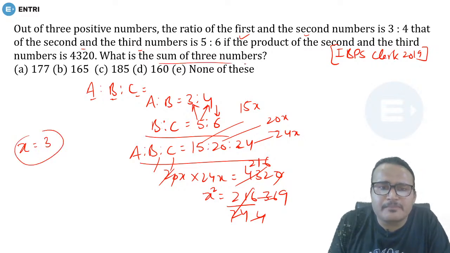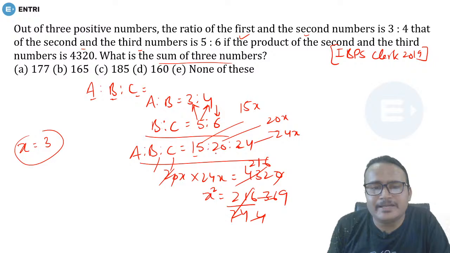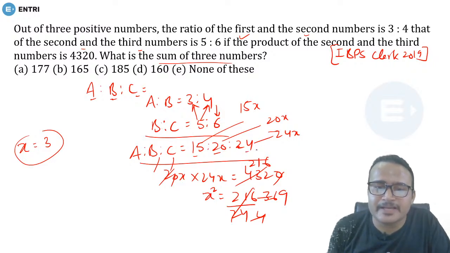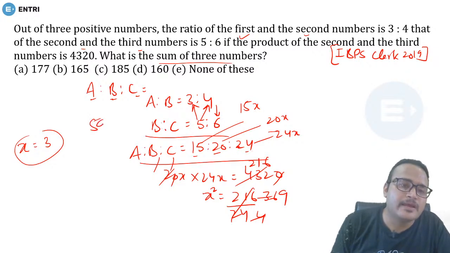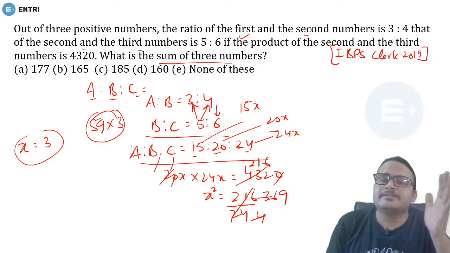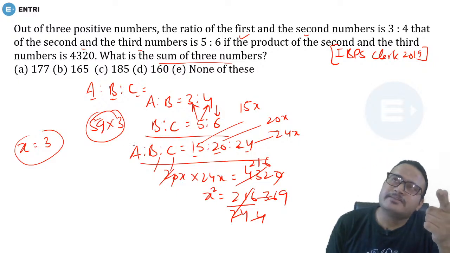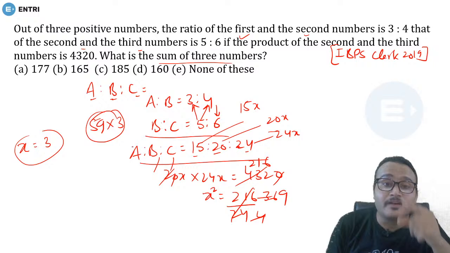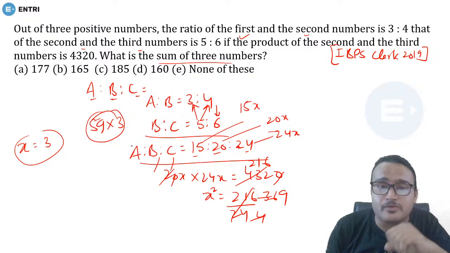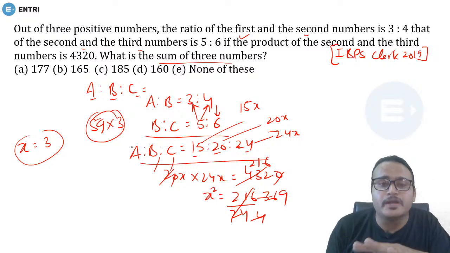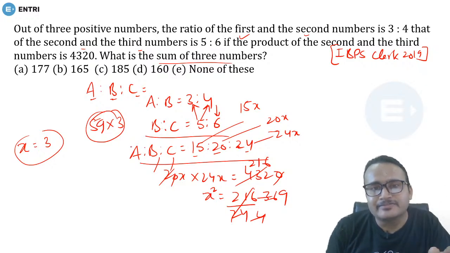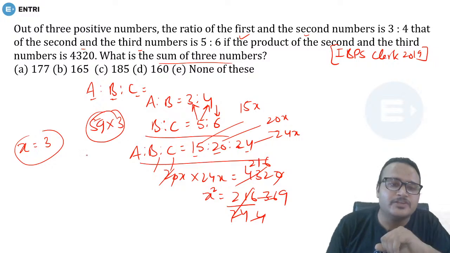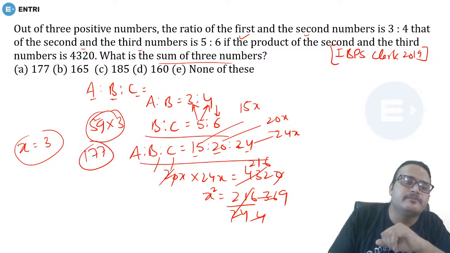Then what is the sum of the 3 numbers? The sum of 3 numbers is what? 20 plus 15 is 35, 35 plus 24 is 59, and you need to multiply this by 3. How can you multiply? 50 multiplied by 3 is 150, and 9 multiplied by 3 is 27. This is how you need to do the calculation in the examination hall also, guys, in order to avoid wasting 2 to 3 seconds. So 150 plus 27 is 177. So 177 will be your right answer.